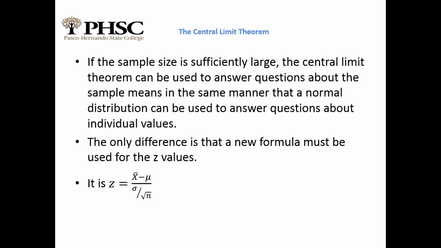Now, if the sample size is sufficiently large, then the central limit theorem can be used to answer questions about the sample means in the same manner that a normal distribution can be used to answer questions about individual values. The only difference is that the new formula must be used for the z values. So instead of using z equals x bar minus mu divided by sigma, we use z equals x bar minus mu divided by sigma divided by the square root of n, which is the sample size.